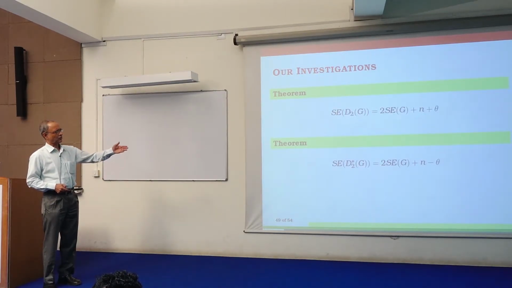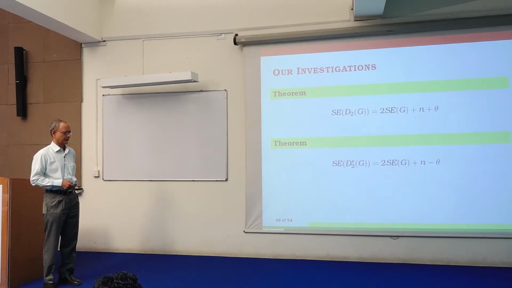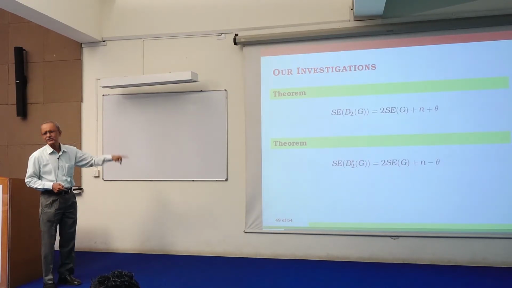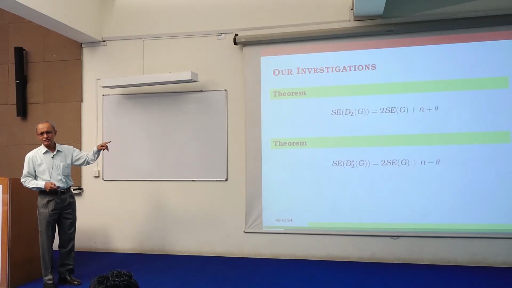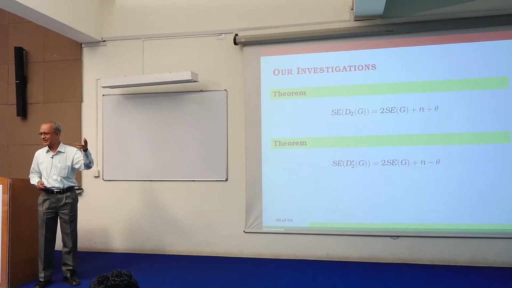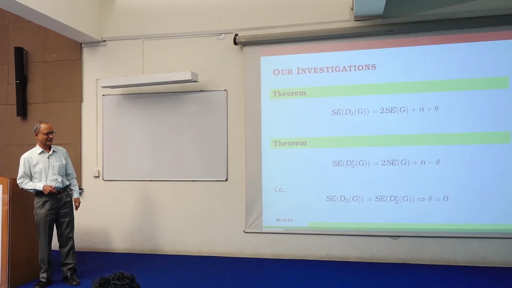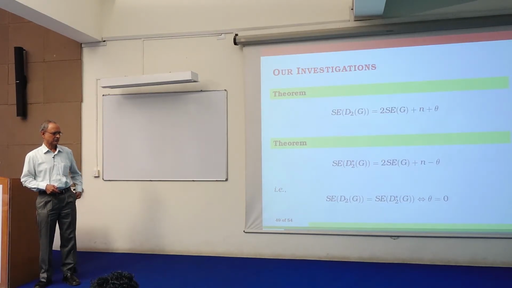And we have also established the result for the extended shadow graph of G. So the shadow graph of G and the extended shadow graph of G are equienergetic provided they have the same number of positive and negative eigenvalues, meaning theta is 0. Theta is 0. So here we have this result.